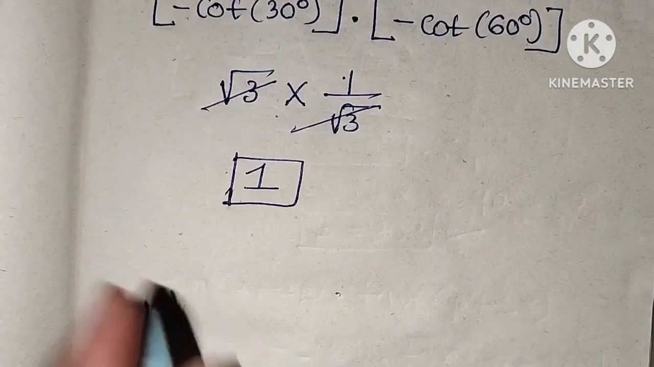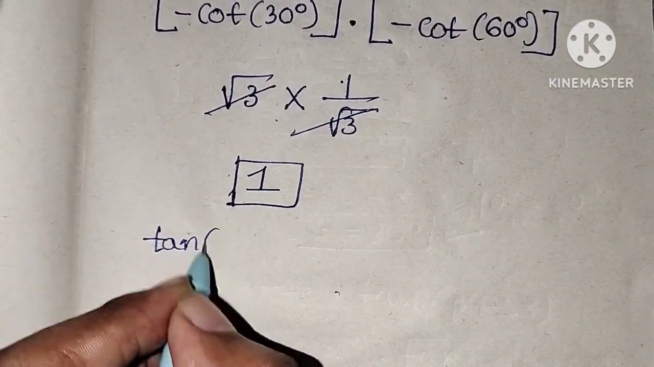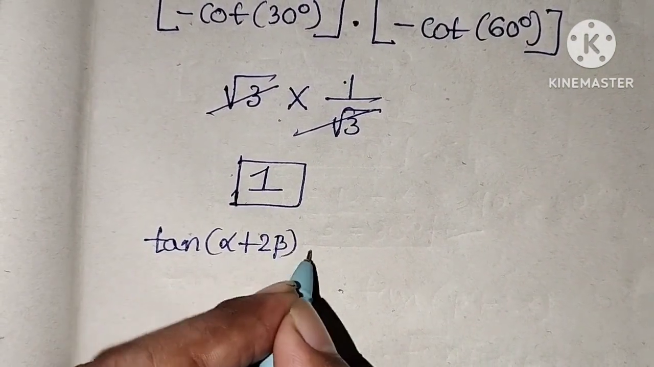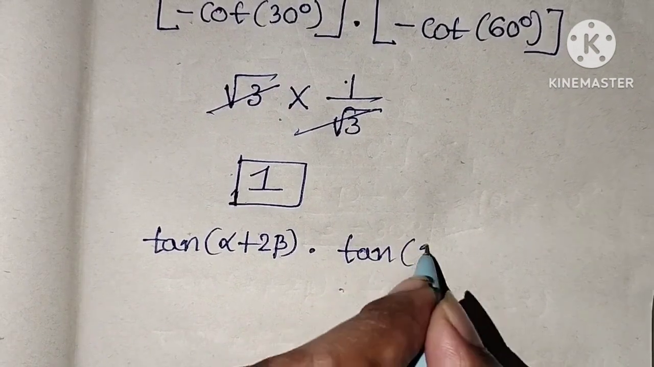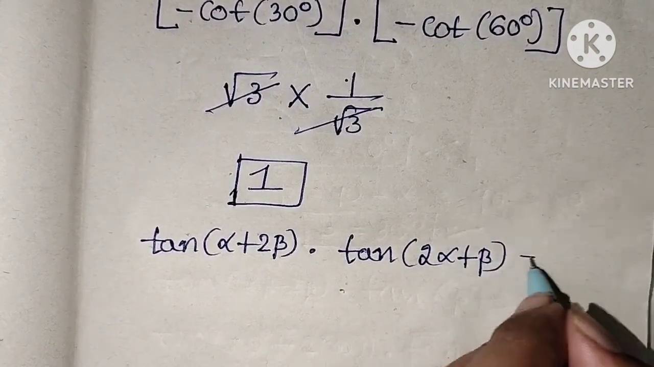So therefore tan(α+2β) into tan(2α+β) is equal to 1.